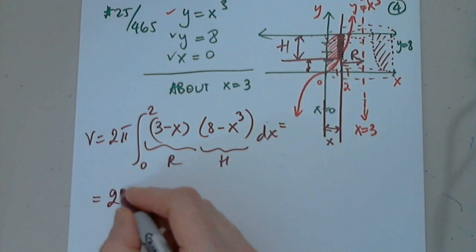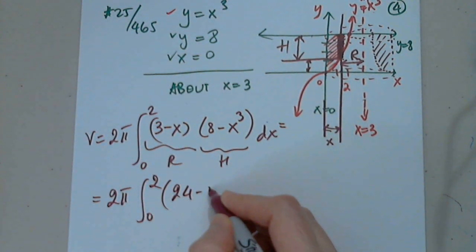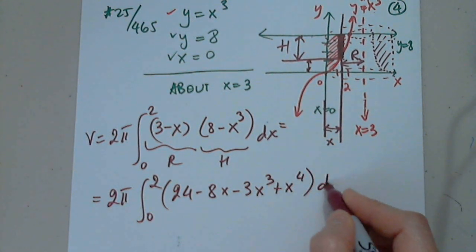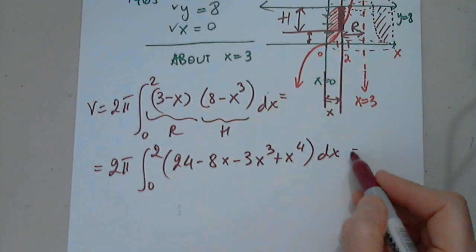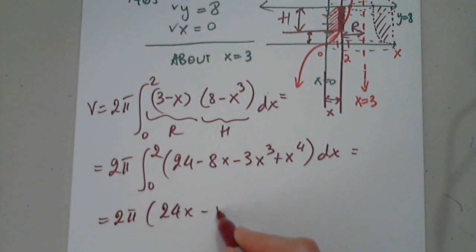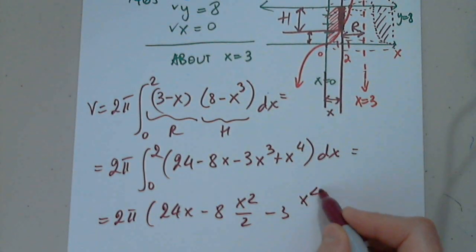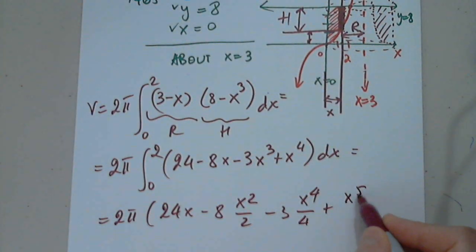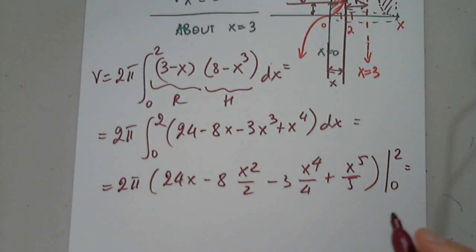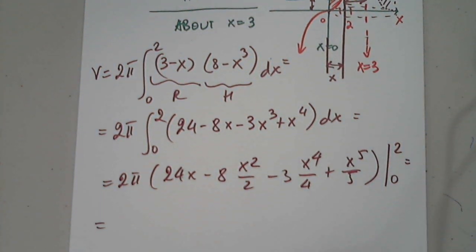So we have 2 pi, the integral from 0 to 2, I will distribute, of 24 minus 8x minus 3x cubed plus x to the 4th dx. And of course, 2 pi times 24x minus 8x squared over 2 minus 3x to the 4th over 4 plus x to the 5th over 5, of course, from 0 to 2. Luckily, I only have to plug in 2 in all this mess, because when I plug in 0 it is 0.